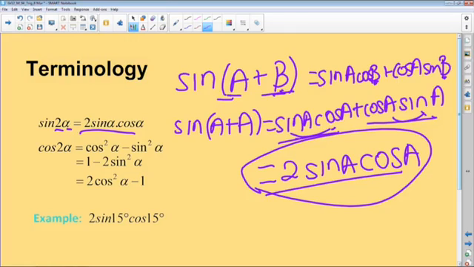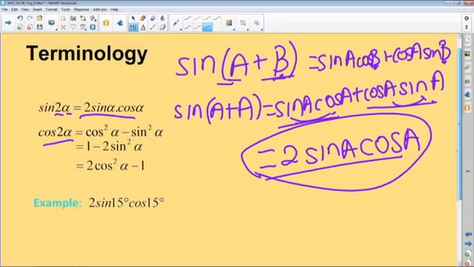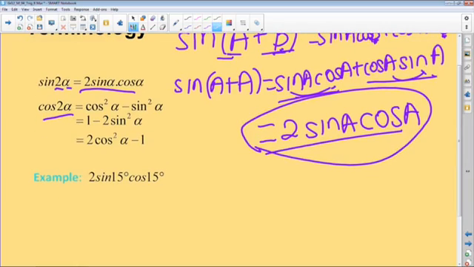Similarly, you can show that cos of 2 alpha has 3 different expansions that you can write, and they are all equivalent. You can have cos squared alpha minus sine squared alpha, 1 minus 2 sine squared alpha, or 2 cos squared alpha minus 1. So there are 3 separate expansions that are equivalent forms of cos 2 alpha. How do we use this? How do we put this into practice?